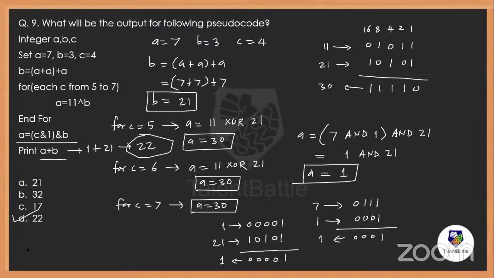Yes, Tejasvi, correct. It is mentioned from 5 to 7. So we have to check for 5 also, 6 also, and 7 also.